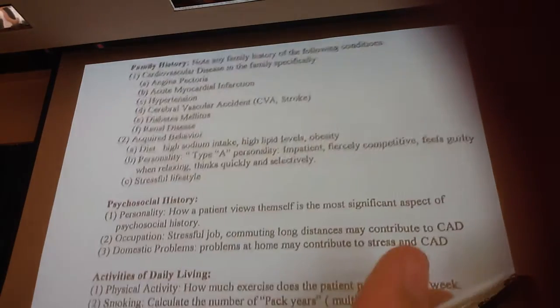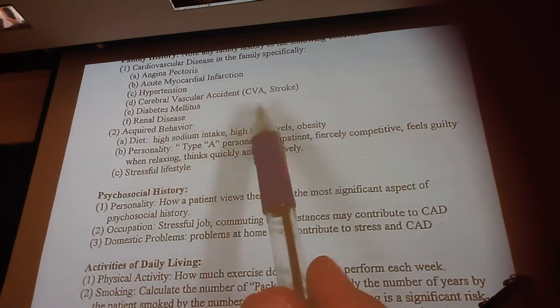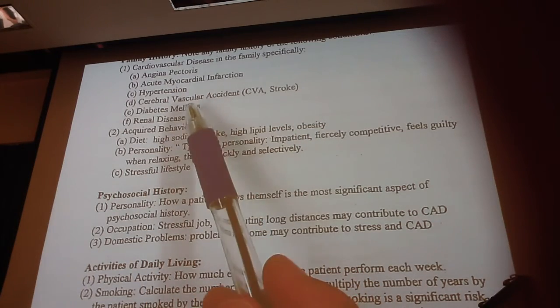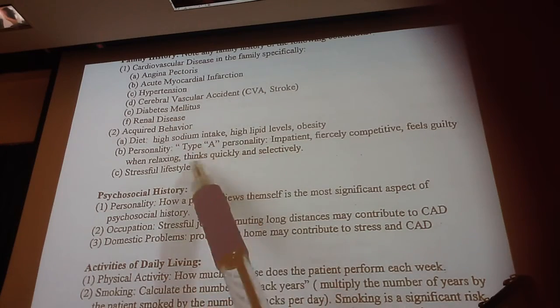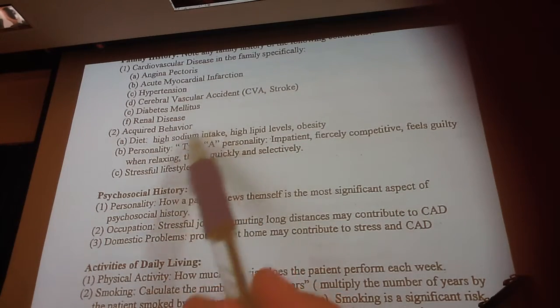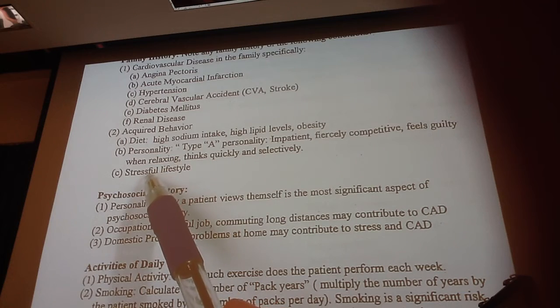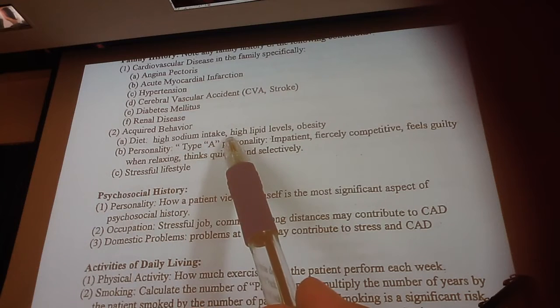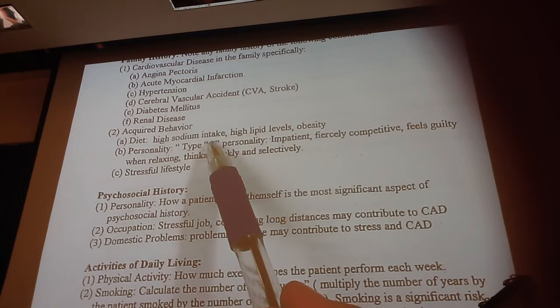So hypertension, cerebral vascular accidents, any of these are bad. The other thing is these acquired behaviors. These are things that you actually can do something about, maybe. Your diet. Why would high sodium be a problem for you? Draws in water, increases blood pressure. It draws water into the blood vessels, correct? More work the heart has to do to pump against that pressure. It makes you retain water.